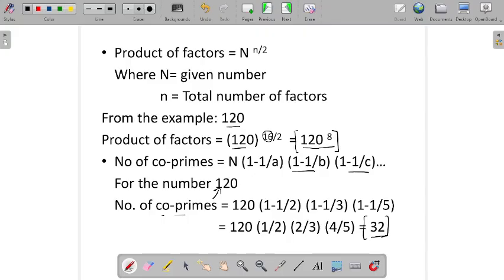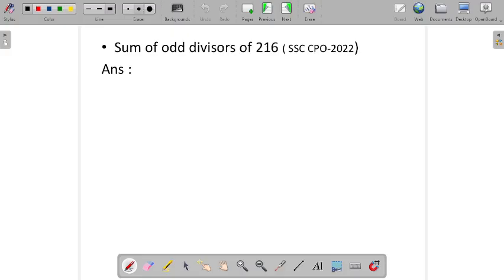I hope you understood it. Next, let's do some practice. Here this question: sum of odd divisors of 216. Actually this question was asked in SSC CPO 2022. Here divisors means it is nothing but factors.